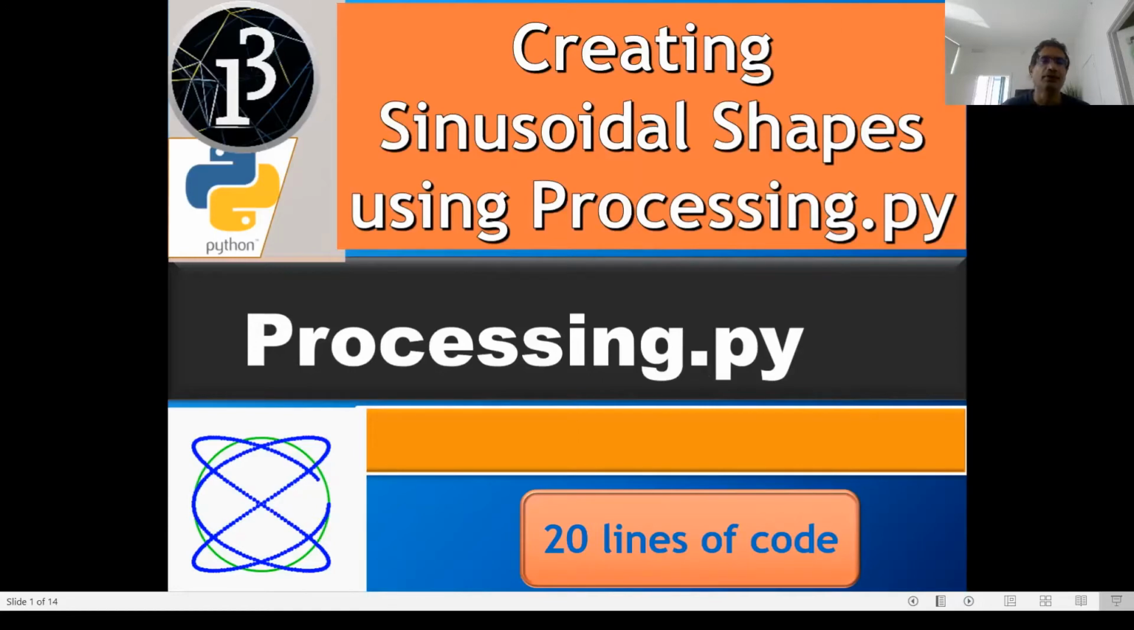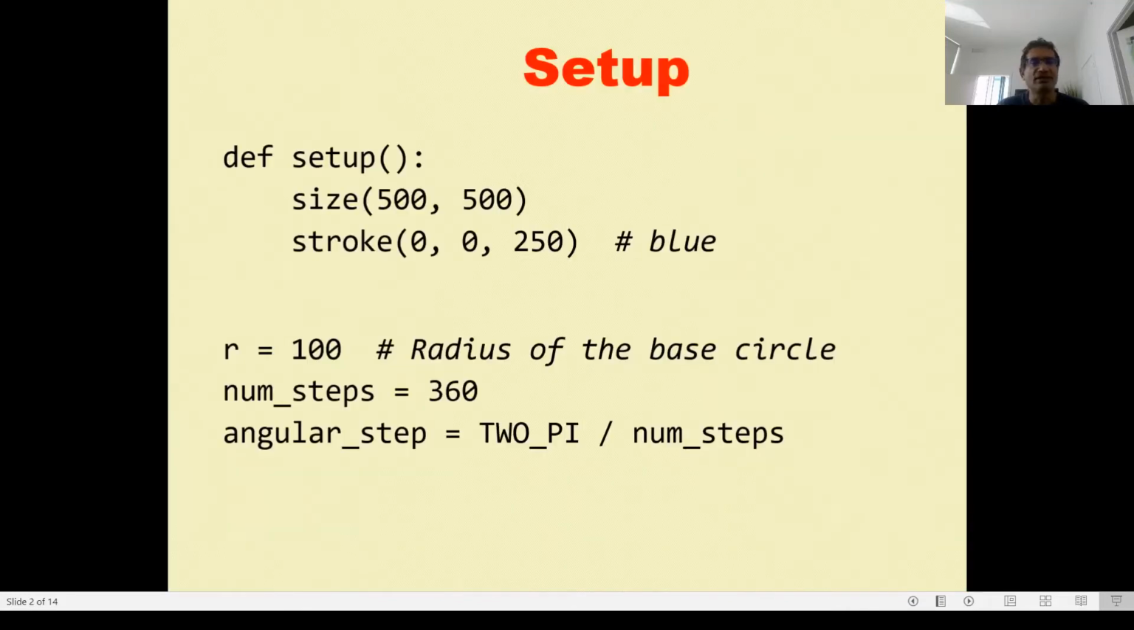Hey everybody, in this short video I thought we'll take a look at creating some sinusoidal shapes. One example is shown here on the screen. So how do you draw things like this using processing? I'm using the Python variant of processing, and to make things just a little more complicated, I'm going to add animation to it.